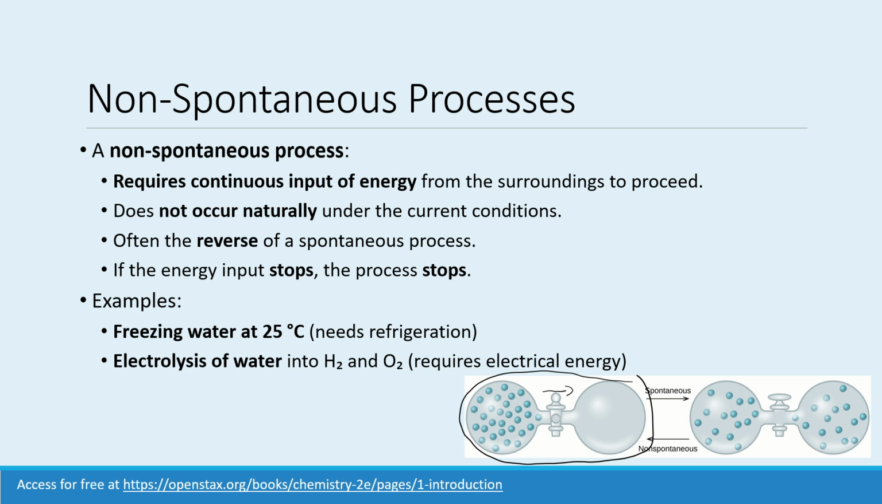Okay, some other examples of this would be freezing water. So we have to have a refrigerator in order to make that happen. And we're talking about freezing water at room temperature, right? So if you're below 0 degrees Celsius, then it will naturally freeze on its own. But if you were at room temperature, you're going to have to apply some amount of energy to cause freezing. And then electrolysis of water, of course, that's going to require electrical energy.